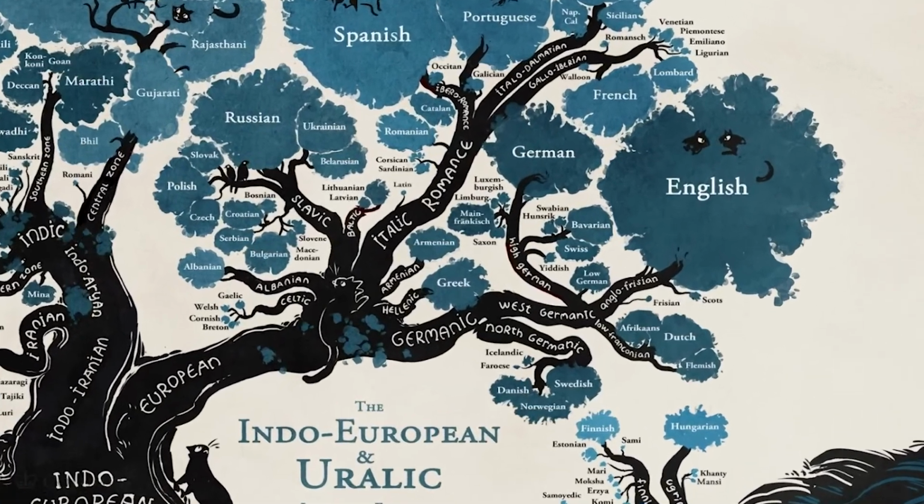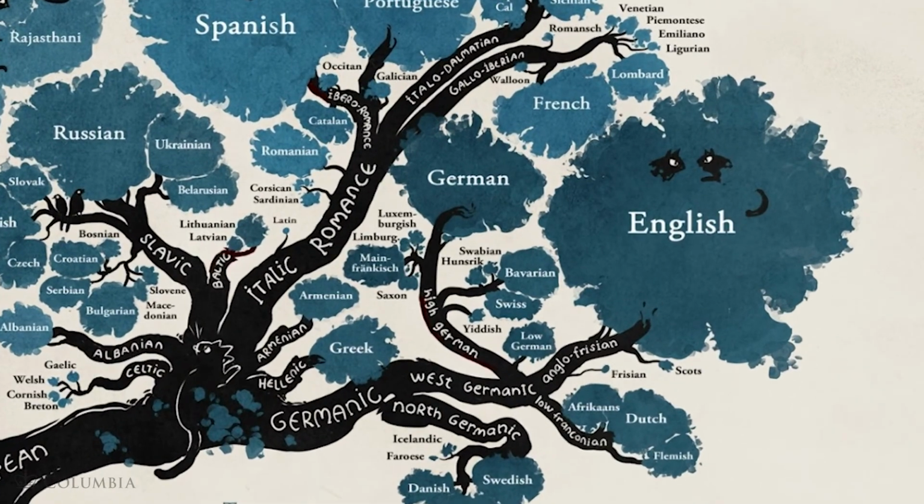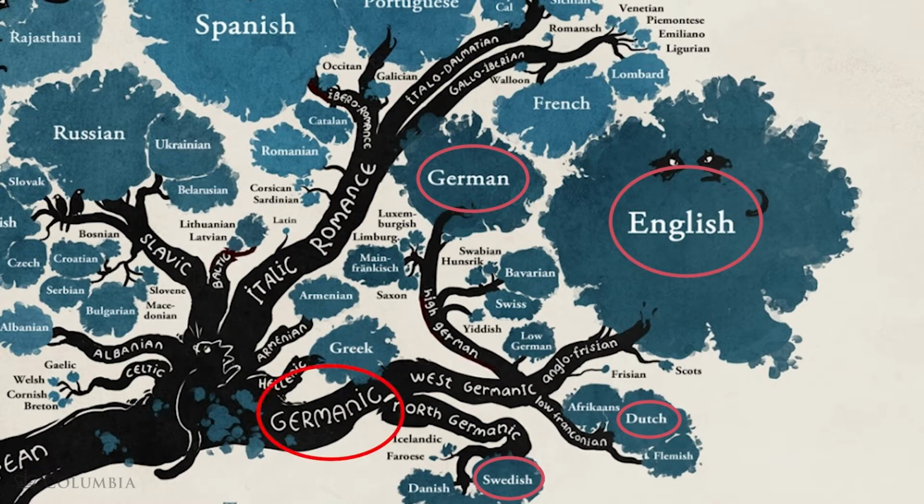First, let's take a look at the Germanic language family to see how linguistic proximity is present in language families besides the Romance language family. The Germanic language family includes English, German, Dutch, Swedish, and other languages. These languages all share a Proto-Germanic language as an ancestor.